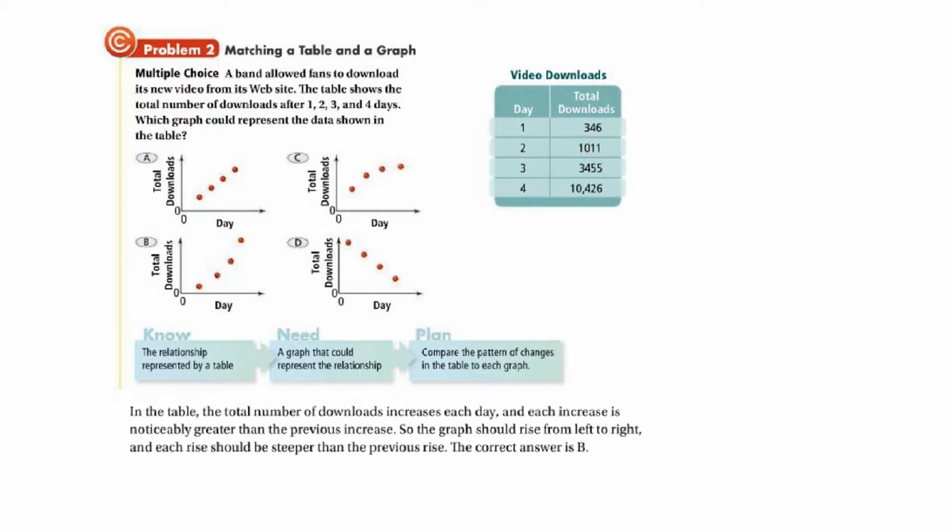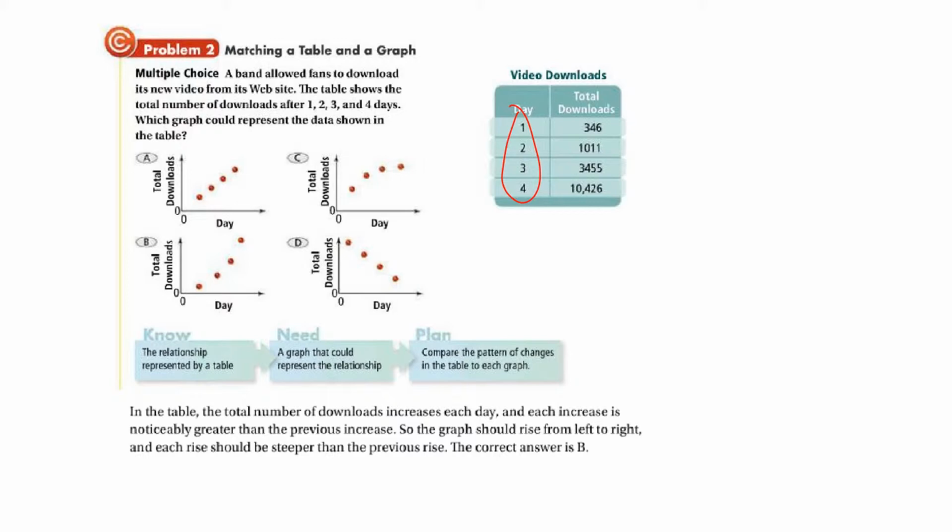In problem 2 here, we're looking at matching a table and a graph. It says here, a band allowed fans to download its new video from its website. The table shows the total number of downloads after 1, 2, 3, and 4 days. Which graph could represent the data shown?